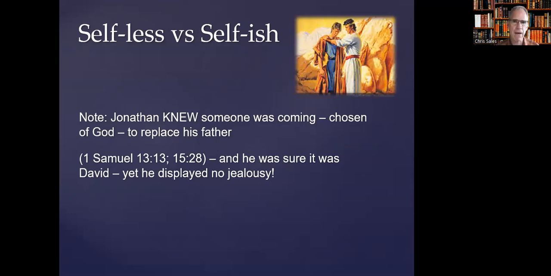So just keep a finger there and flip back. Things weren't done in secret here. Saul had lost the plot in the matter of the Amalekites. And Samuel had said to him that he was going to lose his kingdom.